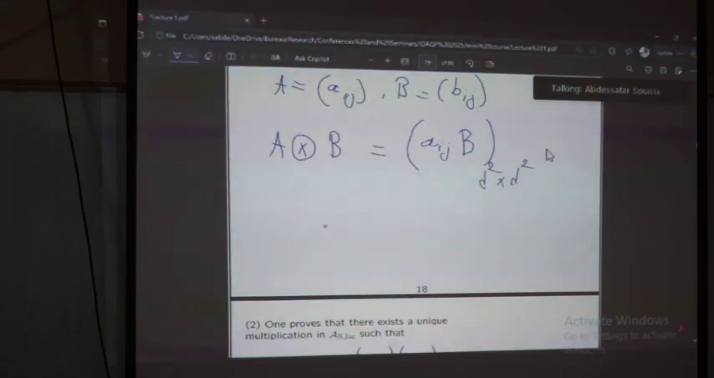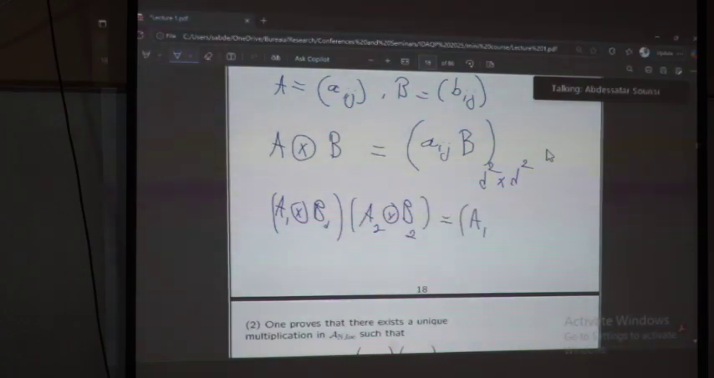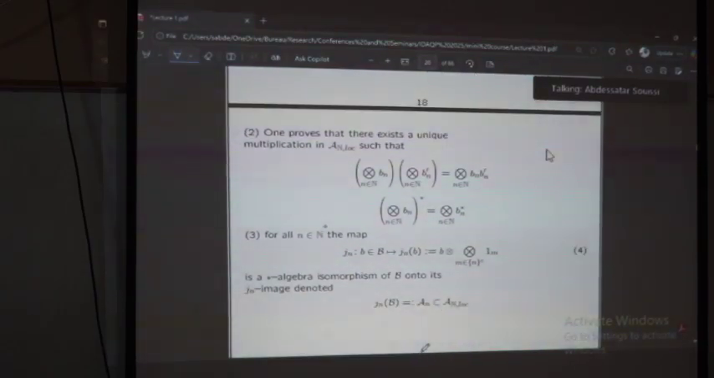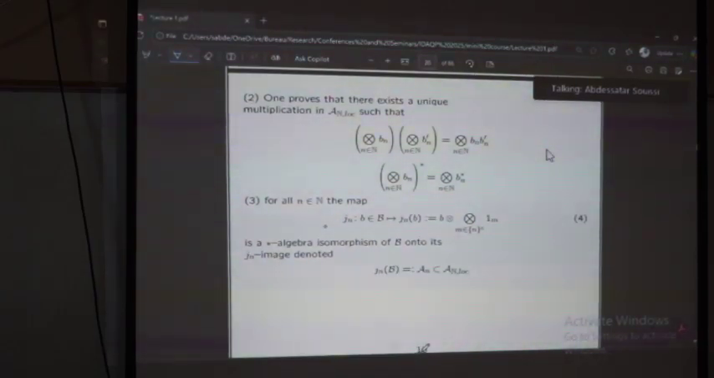Here we can see, and this can be easily checked, that A1 tensor B1 times A2 tensor B2 is A1 A2 tensor B1 B2. The same for the involution: the conjugate transpose of A tensor B is the conjugate transpose of A tensor the conjugate transpose of B. Then these operations are well defined on this local algebra.